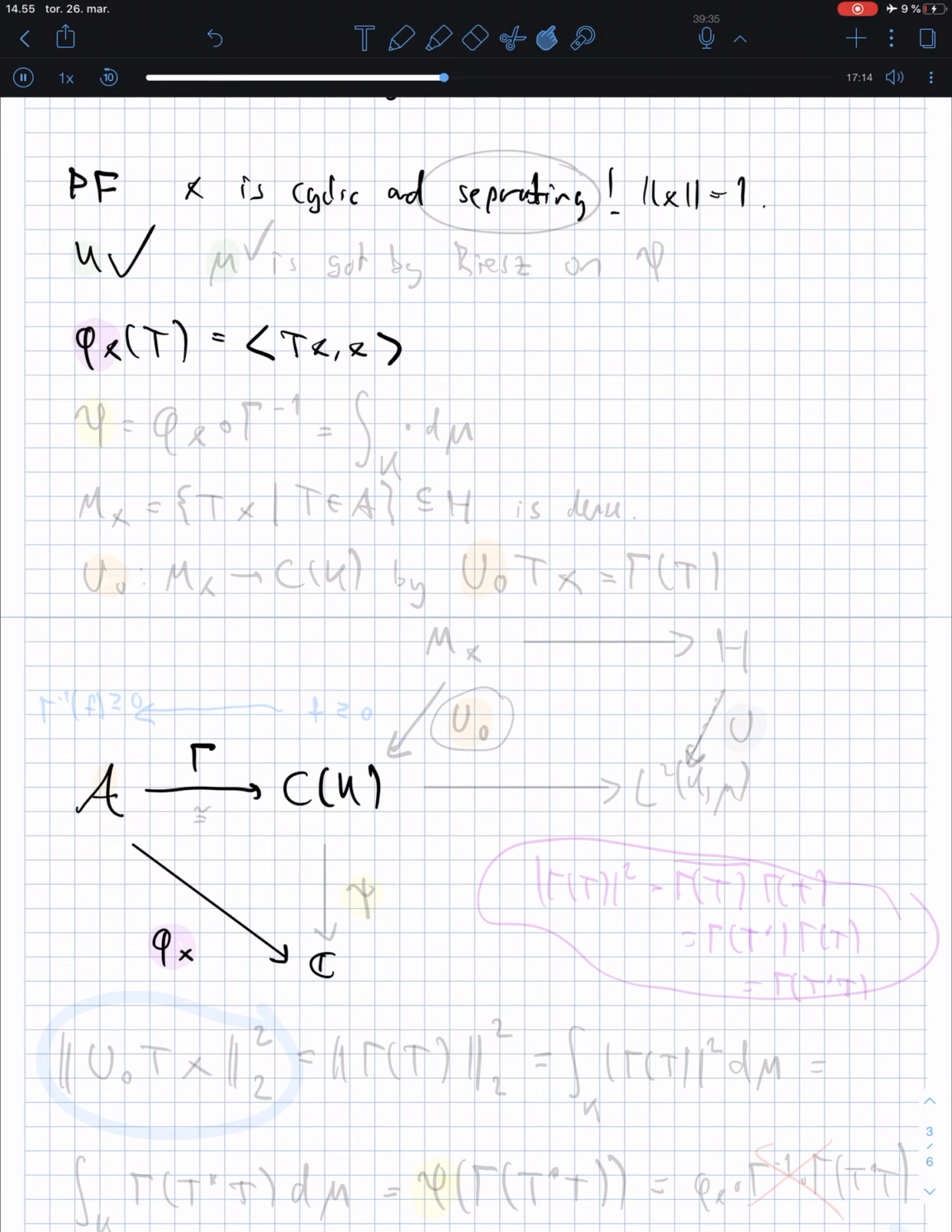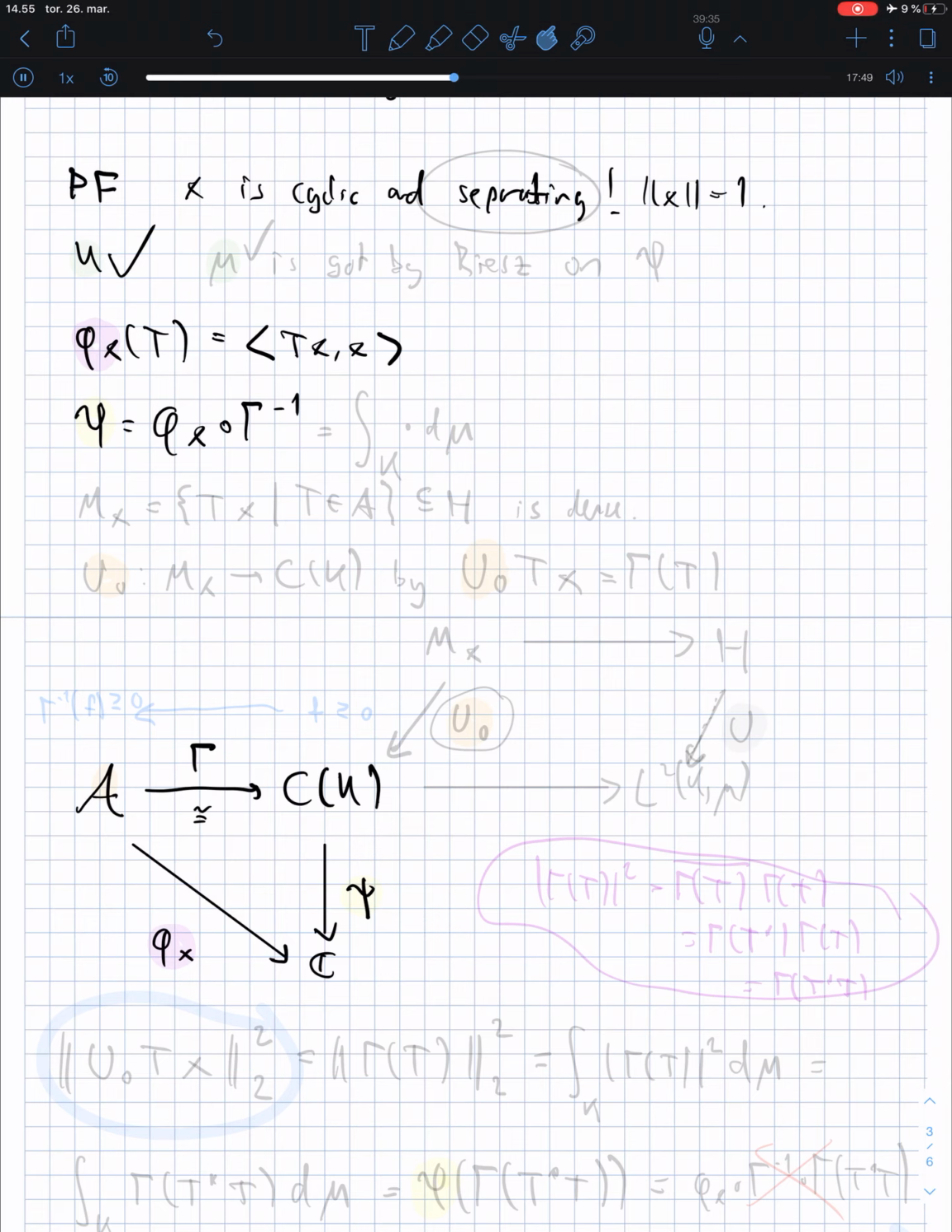Okay, and then I will define a map psi, defined as phi x composed with gamma inverse, so that map psi lives here. And you can see I just defined it. I mean, we know that the Gelfand transform is an isomorphism, so there's something called gamma inverse. So I'm just defining psi to be whatever you get by starting at C of k, going back to A and down with phi x.